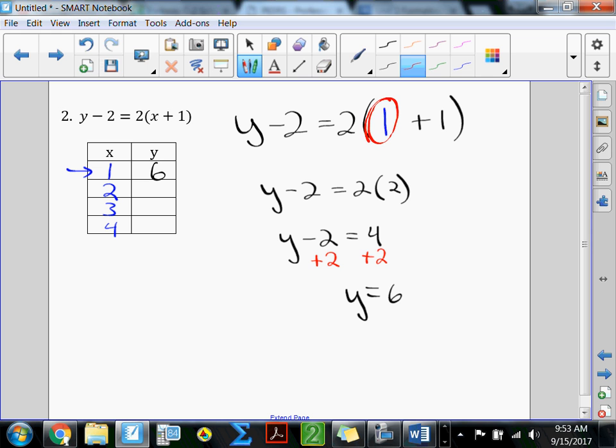And I can do that for the rest of the problems as well. I would just be replacing this 1 with a different number, like 2 or 3 or 4, and making the table from there.